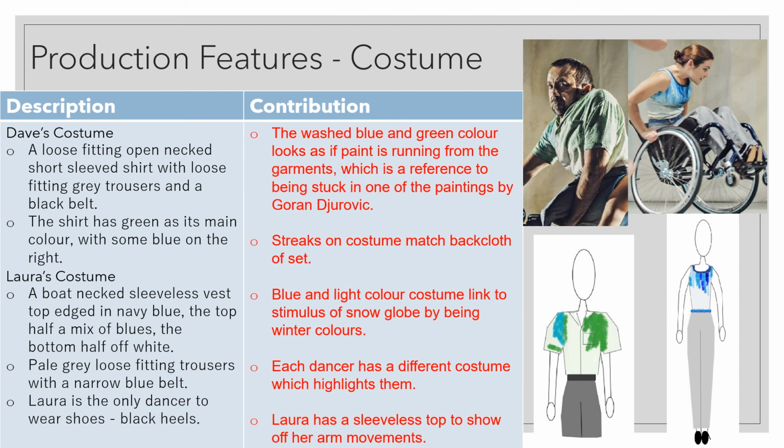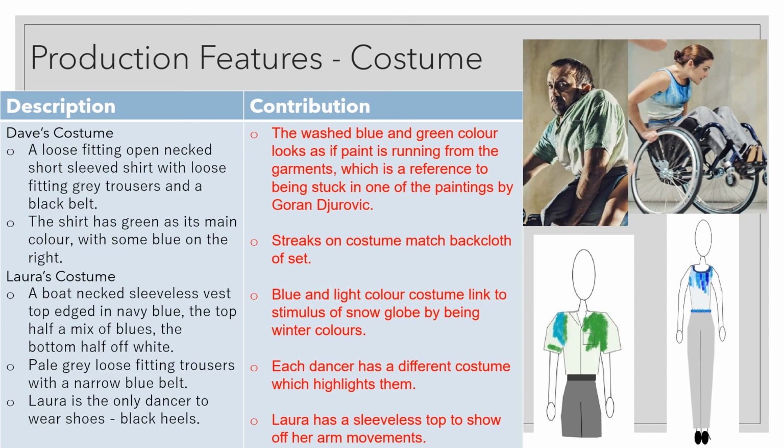Laura's costume is a boat neck sleeveless vest top edged with navy blue. The top half is a mix of blues and the bottom half is mainly off-white. Pale grey loose-fitting trousers with a narrow blue belt. And Laura is the only dancer to wear shoes, and she wears black heels.